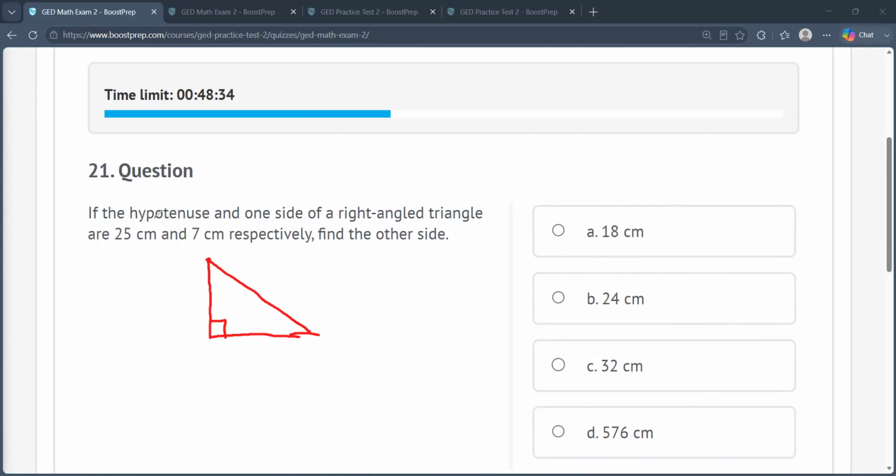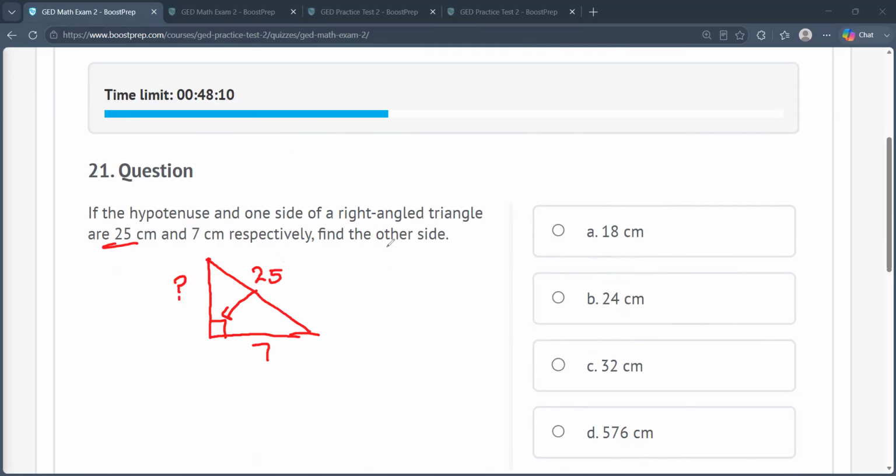They're saying that the hypotenuse is 25. So put this as the hypotenuse. How do I know this is the hypotenuse? Because the hypotenuse is always facing directly across from the 90-degree box symbol. The hypotenuse is 25, and one of my legs is 7. You could put 7 here or 7 there, it doesn't matter. What we have to do is find this missing leg.